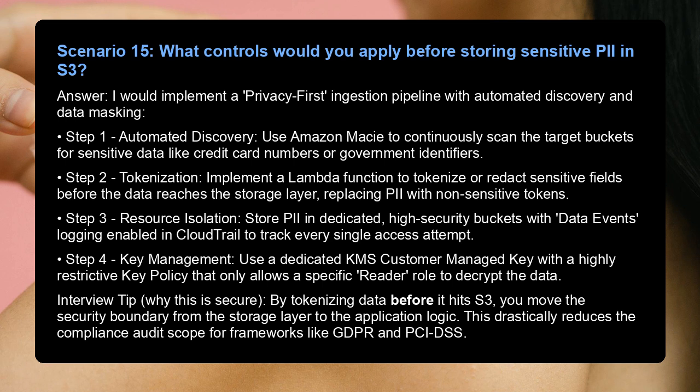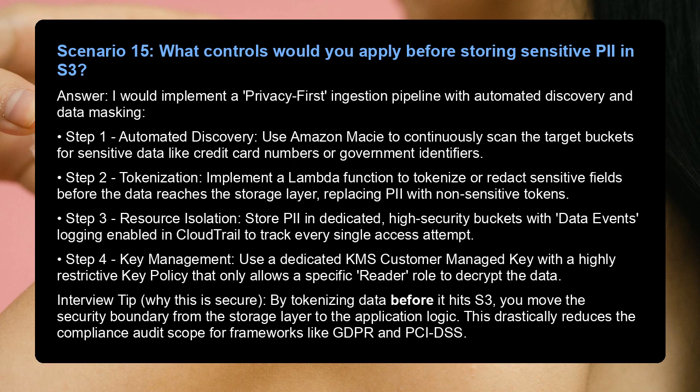Step 1. Automated discovery. Use Amazon Macie to continuously scan the target buckets for sensitive data like credit card numbers or government identifiers. Step 2. Tokenization. Implement a Lambda function to tokenize or redact sensitive fields before the data reaches the storage layer, replacing PII with non-sensitive tokens.